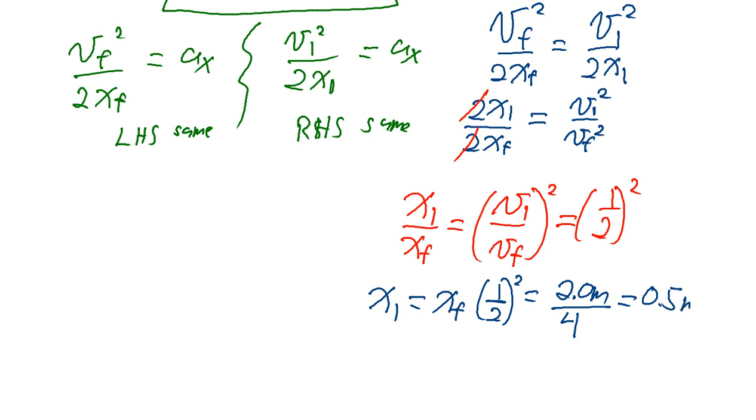So the block is 1/2 of a meter from the top when the velocity is equal to 1/2 of what it is at the bottom. So there we have it, the solution to Chapter 4, Problem 15.